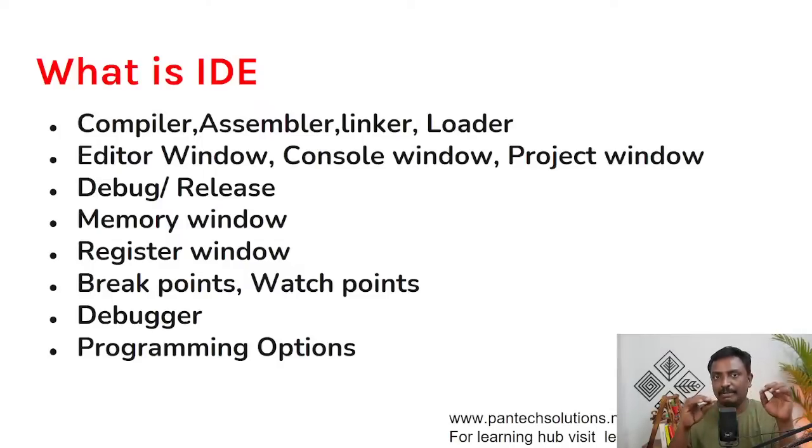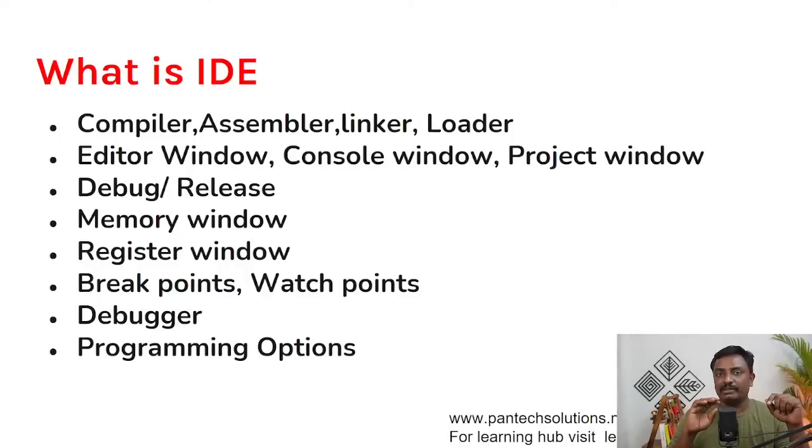Coming to debug and release: whenever you are writing the code, it should be in the debug environment, and once the code is done and you go for manufacturing, it should be in the release environment. In all IDEs you can see the debug option as well as the release option. When you keep it on debug, the compiler will generate the debug symbols necessary for debugging. When you put it on release mode, it will generate optimized code. There will not be any debug symbols at that point.